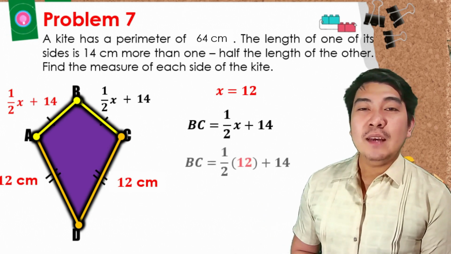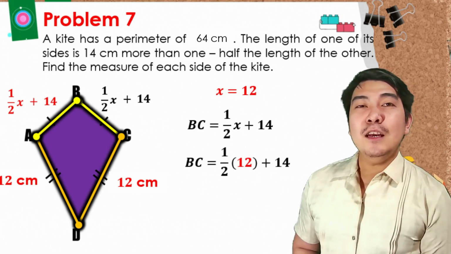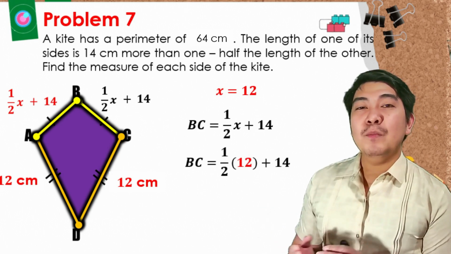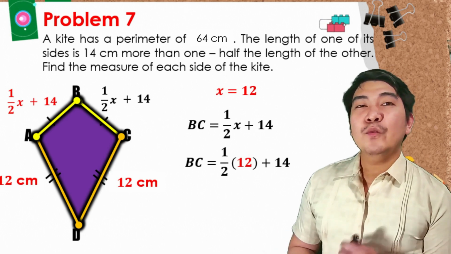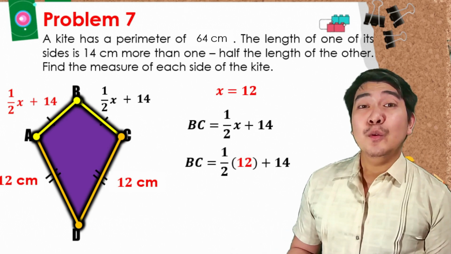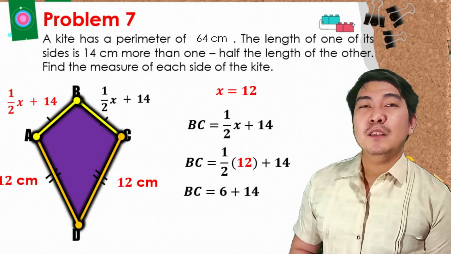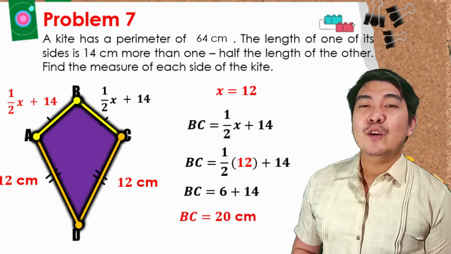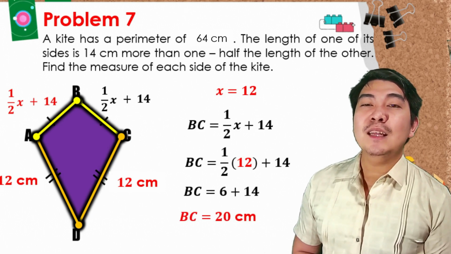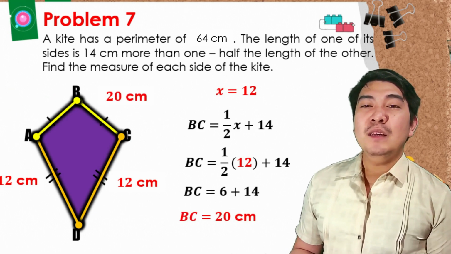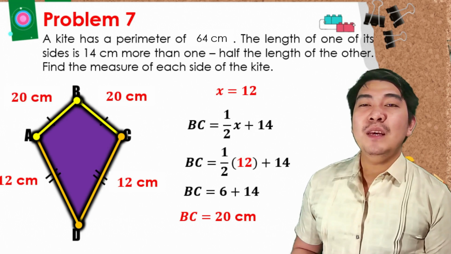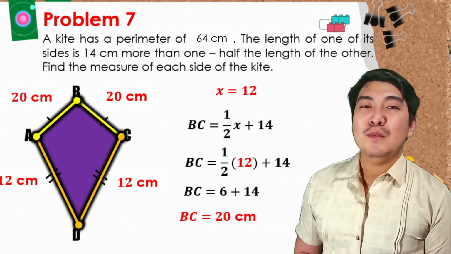Substituting the value of x, BC is equal to 1/2 times 12 plus 14. 1/2 of 12 is 6. So we now have BC is equal to 6 plus 14. 6 plus 14 is 20. Therefore, the length of BC is 20 centimeters. So, if BC is 20 centimeters, AB is also 20 centimeters.